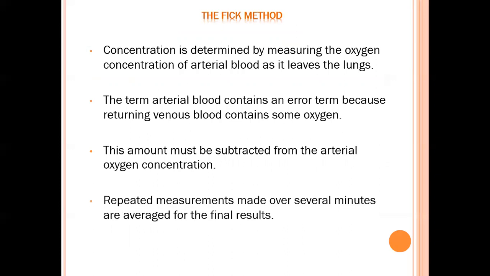So concentration is determined by measuring the oxygen concentration of arterial blood as it leaves the lungs. The term arterial blood contains the error term because returning venous blood contains some oxygen. This amount must be subtracted from the arterial oxygen concentration. So repeated measurements made over several minutes are averaged for the final result.